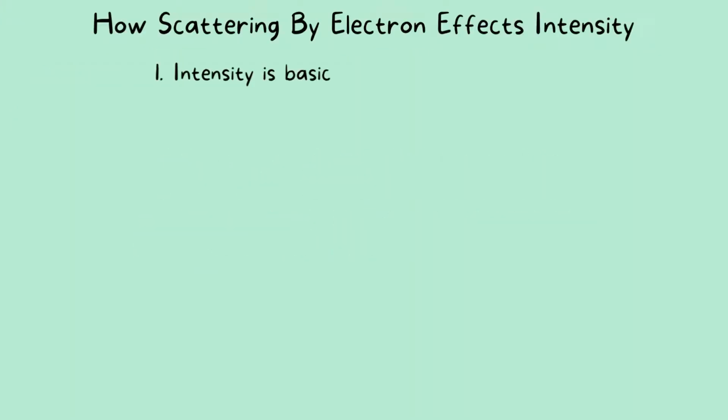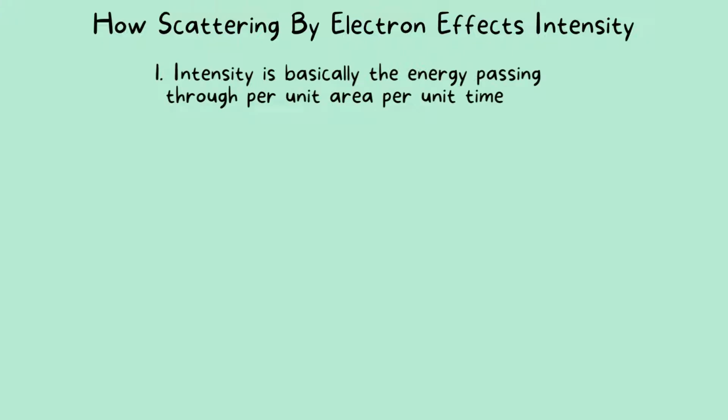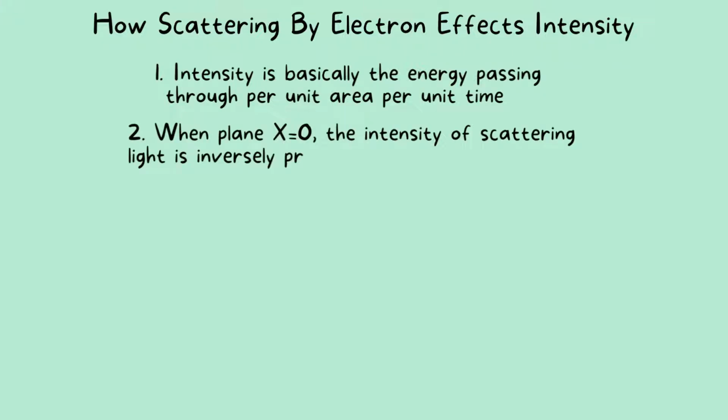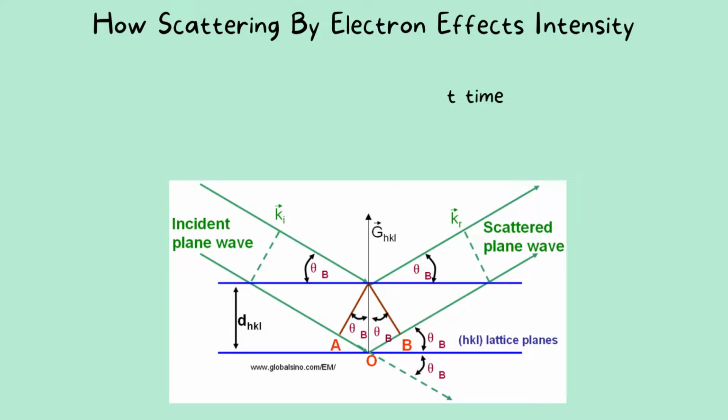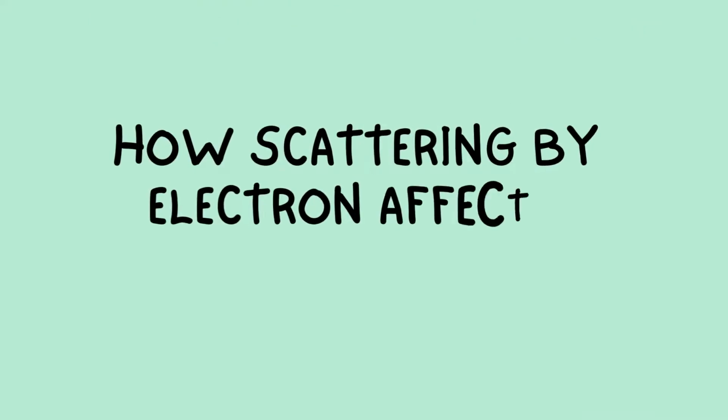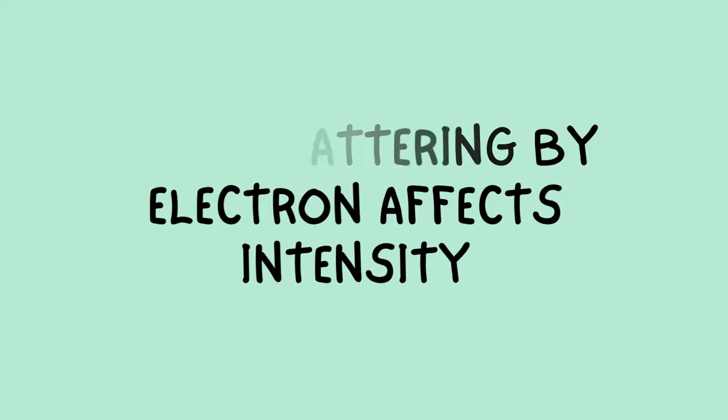Intensity can be defined as the energy passing through per unit area per unit time. When plane x equals 0, the intensity of scattering light is inversely proportional to the wavelength. This could be observed from the diagram below. Thomson equation can be used to explain how electron scattering intensity takes place.